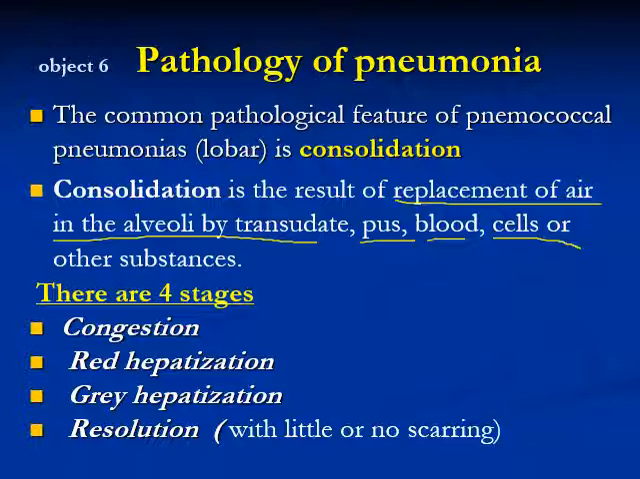Then comes red hepatization. Here, the fluid passes into the alveoli and contains many RBCs, giving the picture of the liver. Why is it called red? Because it contains a large amount of RBCs. Then gray hepatization also becomes like liver, but the color changes to gray. Why? Because more white blood cells are infiltrating the alveoli, changing the color from red to gray.